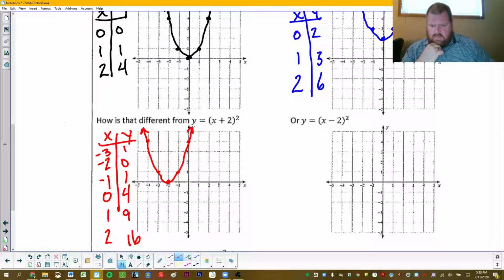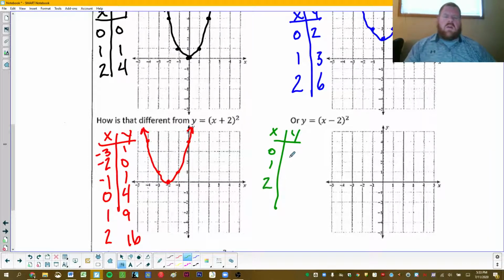Let's look at this one. Switch colors again. I'm just going to do another quick table of values. We'll pick 0, 1, and 2 again. We'll see how that works for us. 0 minus 2 is negative 2, squared is 4. 1 minus 2 is negative 1, squared is 1. 2 minus 2 is 0, squared is 0. Let's go, I guess, 3 and 4, because I'm getting the feeling that this is my turning point, because I always see those 4s and 1s, and that seems to be where I start turning. 3 minus 2 is 1, squared is 1, and 4 minus 2 is 2, squared is 4.